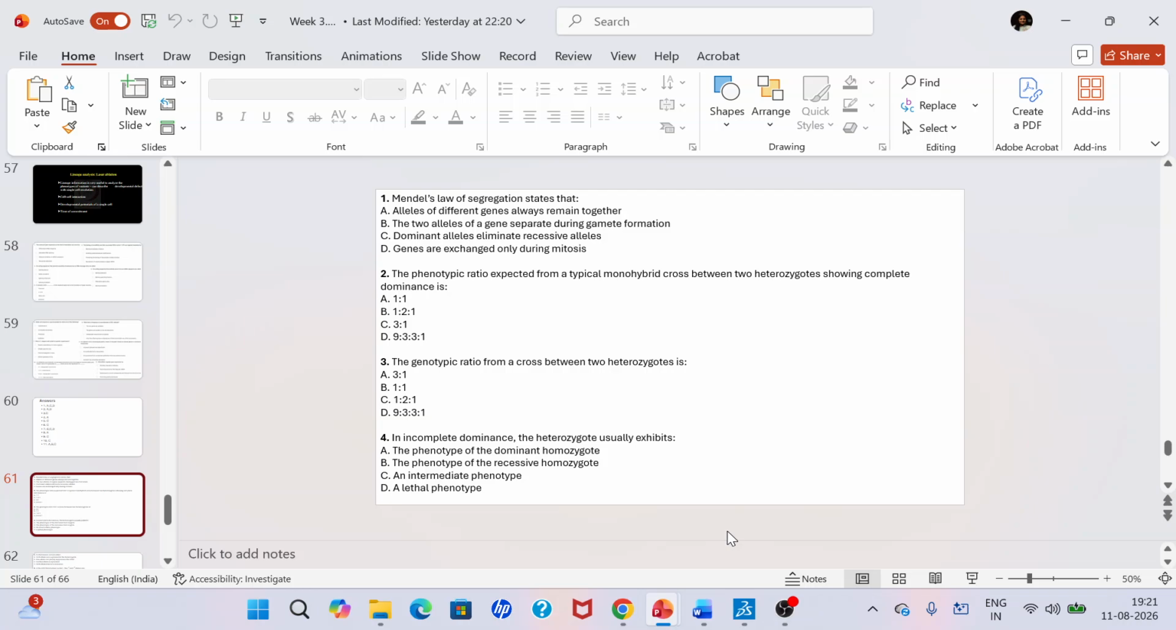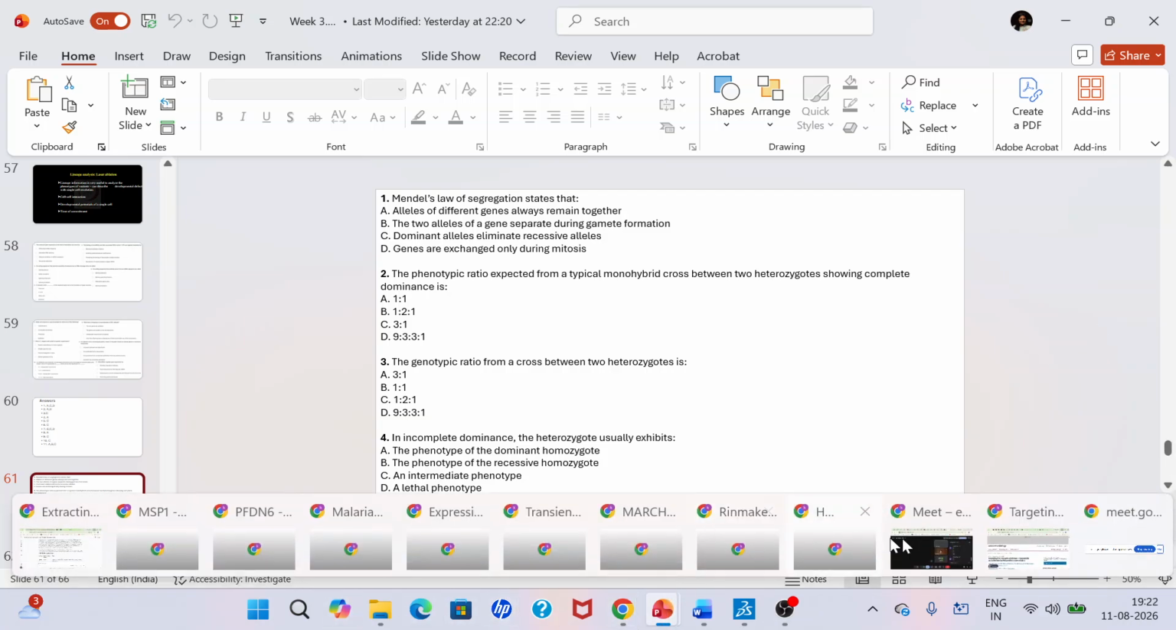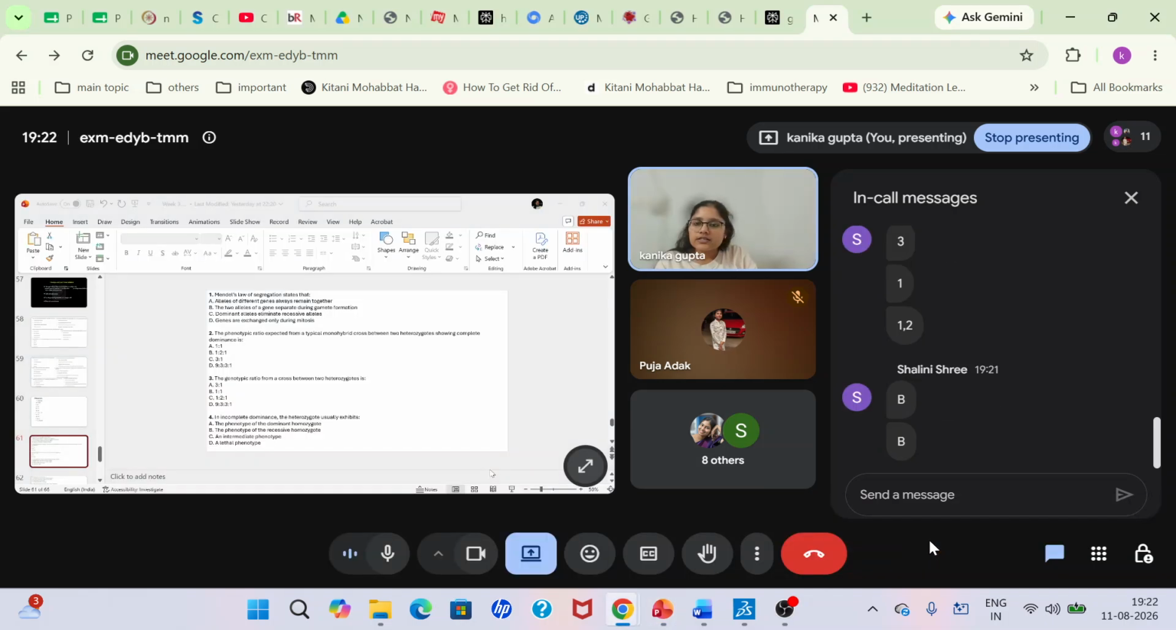Question number 2. The phenotypic ratio expected from a typical monohybrid cross between two heterozygotes showing complete dominance is. Very easy question. Complete dominance.